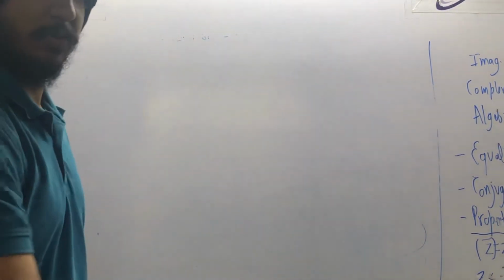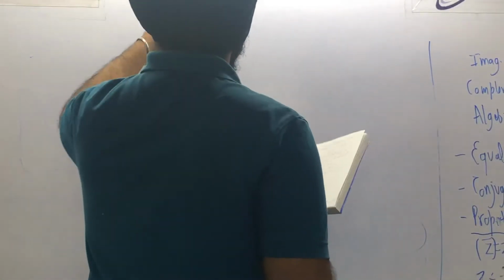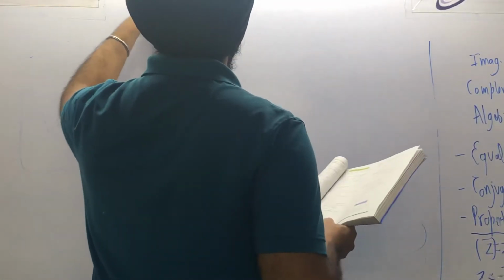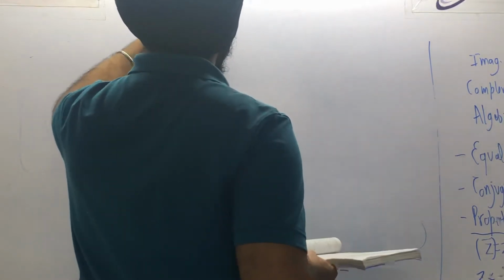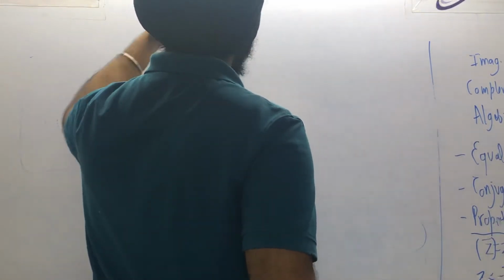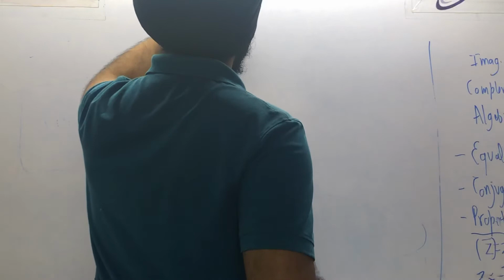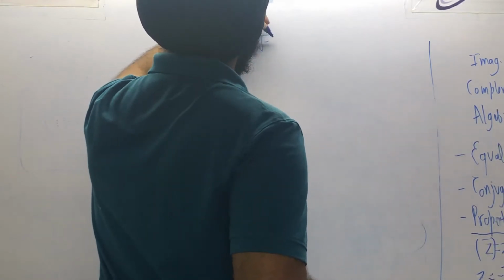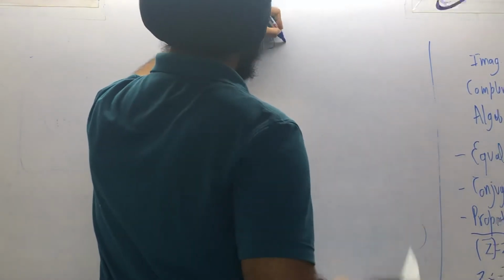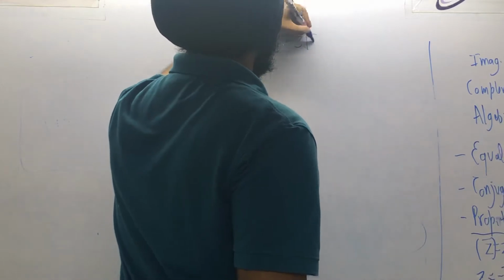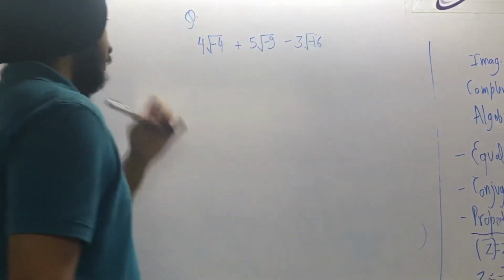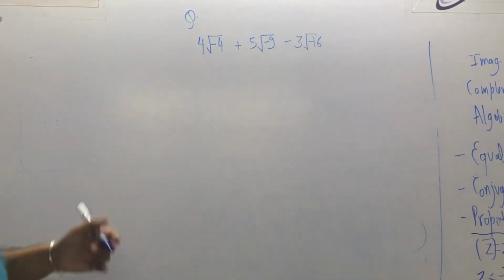So now we will start the questions. Okay, the first question is 4 root minus 4 plus 5 root minus 9 minus 3 under root minus 16. This is the thing we have to solve. We have to find the value.